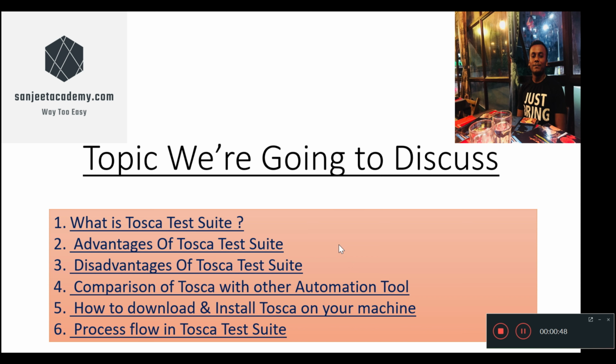The topics we are going to discuss in this section, that is section 1: what is Tosca Test Suite, then advantages of Tosca Test Suite, then disadvantages of Tosca Test Suite. Then we are going to compare Tosca with other automation tools such as UFT, that is your QTP, and Selenium as well. Then we need to check how to download and install Tosca on your local machine. Then finally we need to check the process flow, that is how Tosca operates as an automation tool, a commercial automation tool. That part also we're going to discuss in this section.